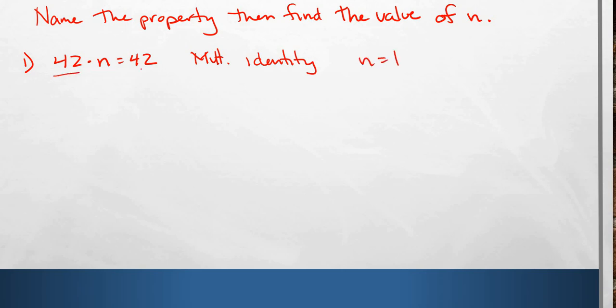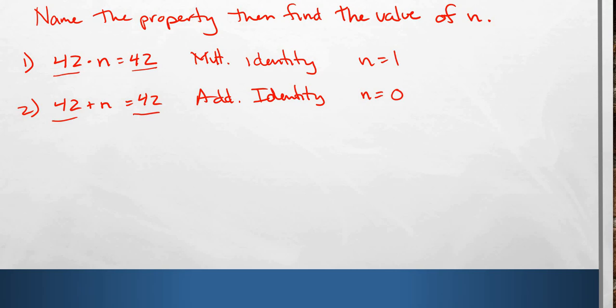This value is being multiplied by something and it stays the same. That's my identity. The value that I use for multiplicative identity is 1. What about 42 plus n? Remains 42. So this is the addition identity because we're using the property of addition, and again the value didn't change, so this is an identity property, and for addition n would equal 0.